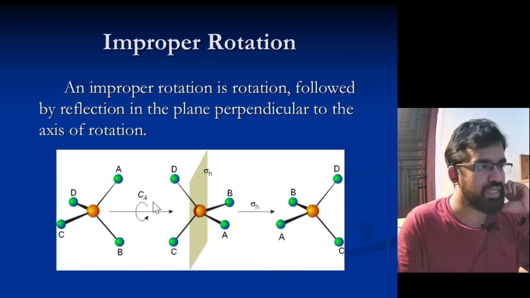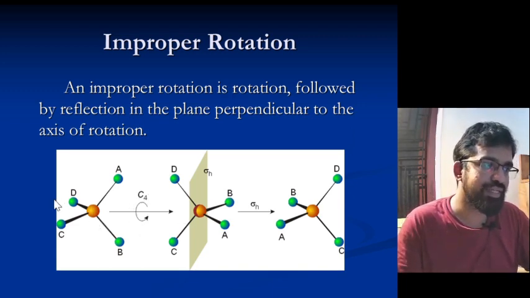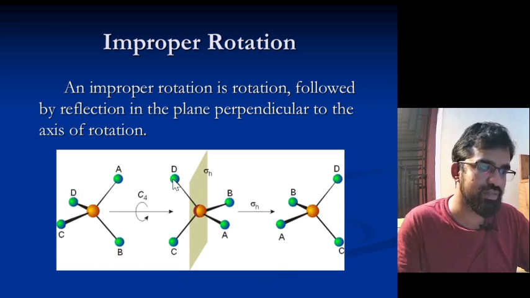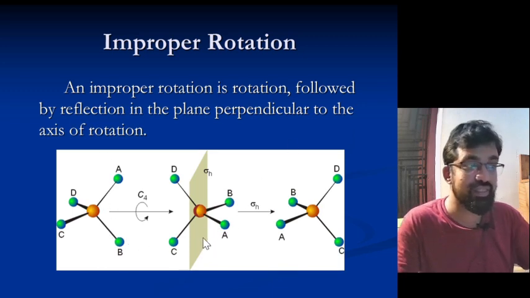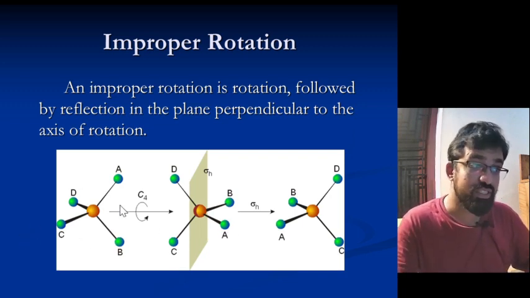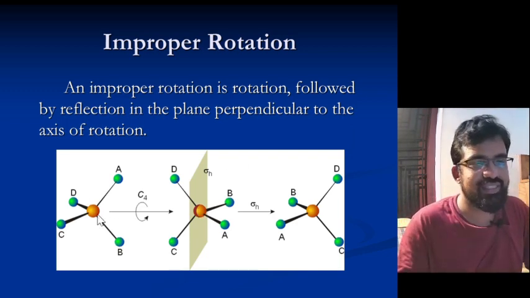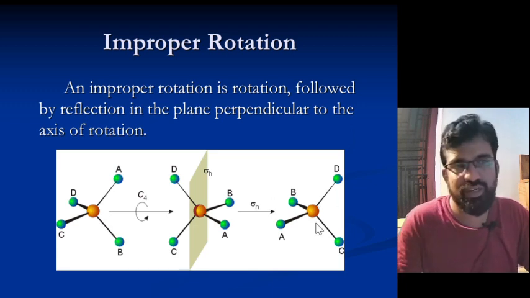by 90 degrees. What happened? D, after 90 degrees, appears in this position, right? And C will go here, and this will come here like that. But this is not a symmetry operation. However, when it is reflected perpendicular to its rotation axis, it gives a symmetry operation.